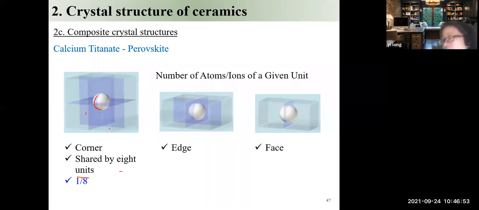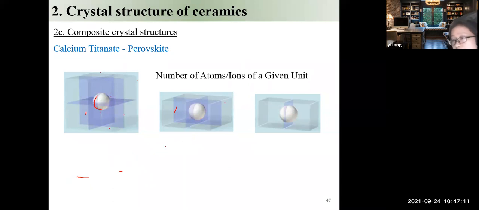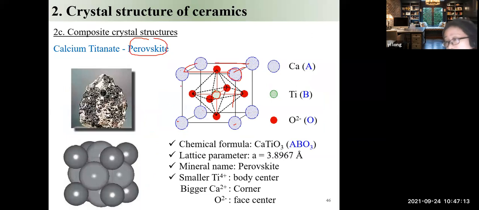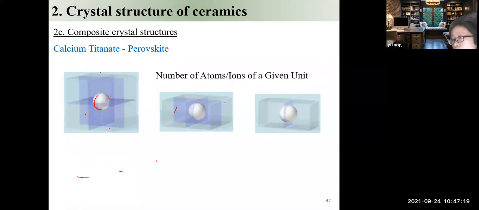Only 1 out of 8 of these atoms belongs to this unit. If you stay at the edge, you're going to share with 1, 2, 3, 4. You're going to share with 4. Edge means what? Edge means here. If you have something here, this is the edge. Once you have something there, you're going to share with 4.